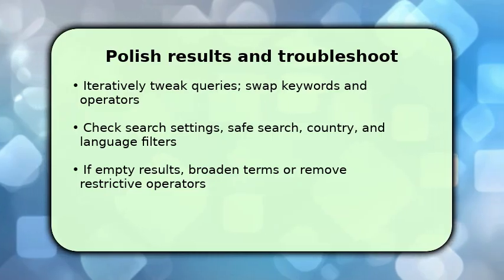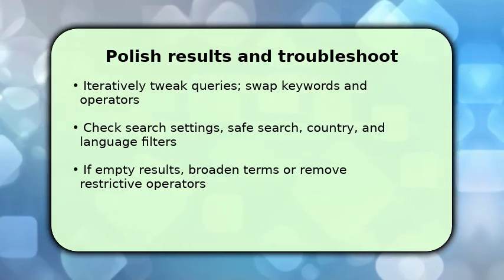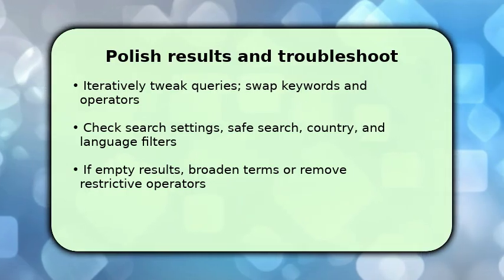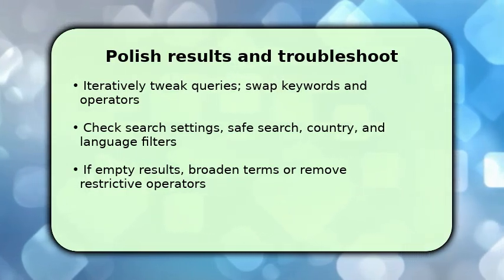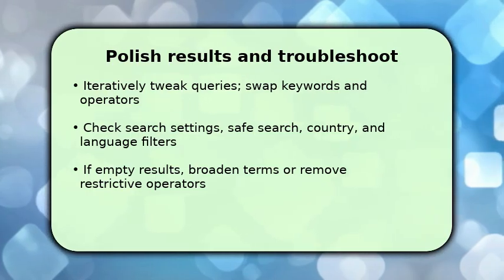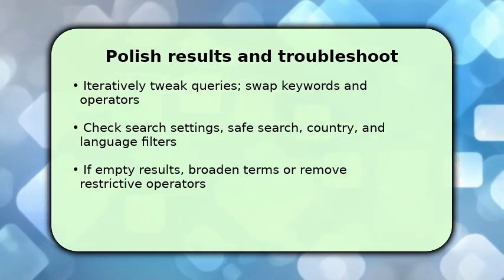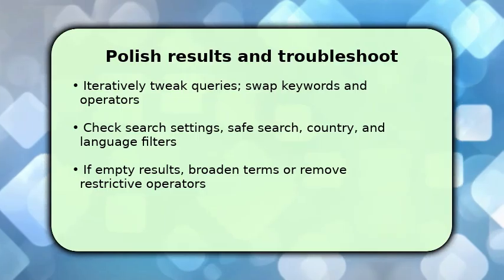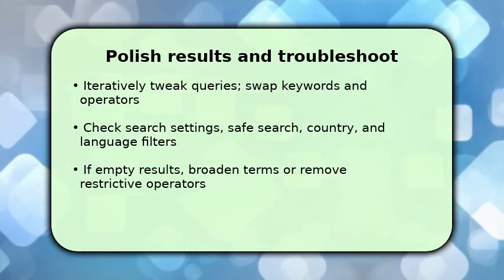If results seem biased, verify search settings like region, language, and safe search because those affect visibility. Once done, use synonyms or less specific terms to broaden results if you get few hits. Make sure to test filetype and site limits separately to isolate issues.